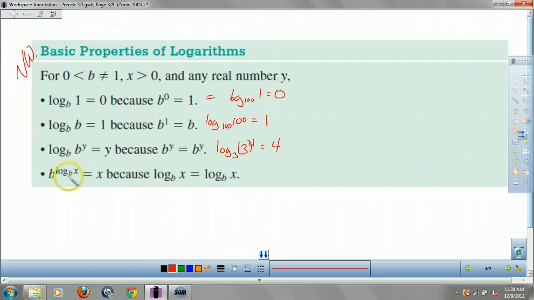And b to the log base b of x, remember, equals x. That's because it's an inverse, guys. Remember, plug an inverse into the original function, you get out x. So that'd be something like 3 to the log base 3 of 100 equals, well, 100. That's all there is to it, guys.